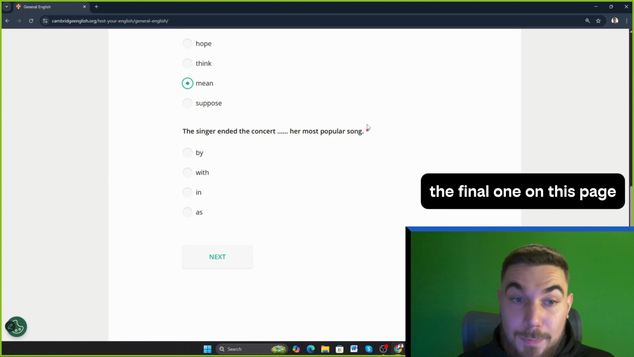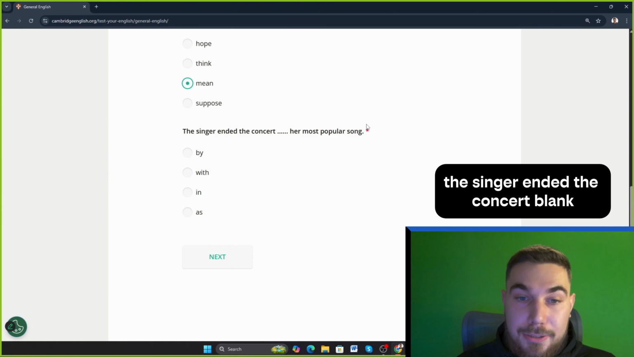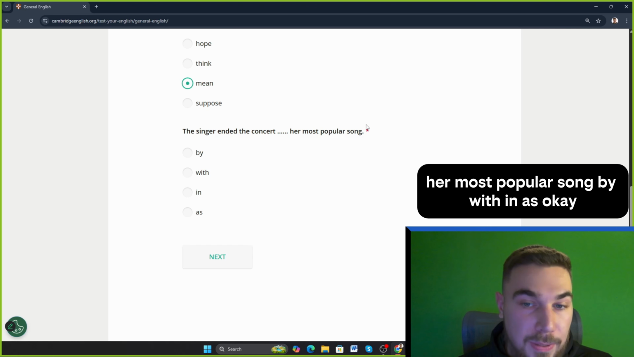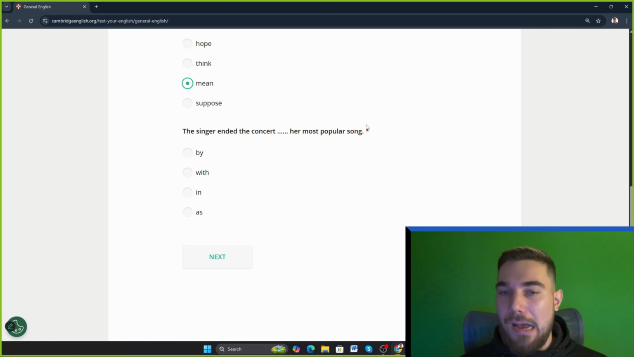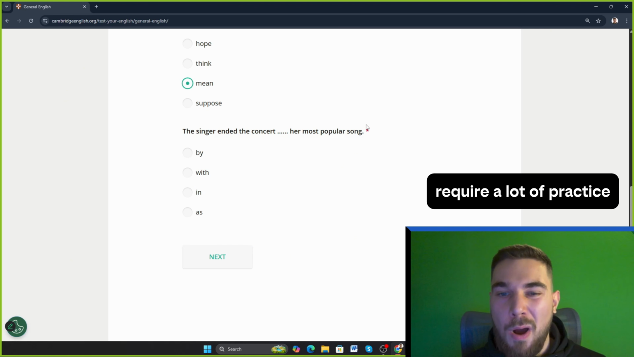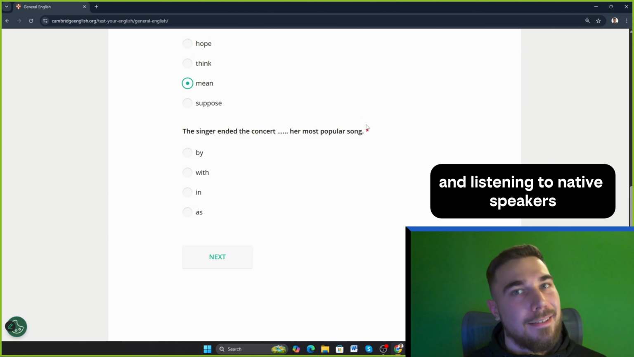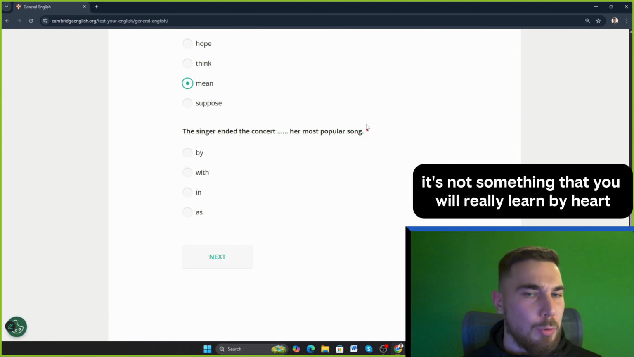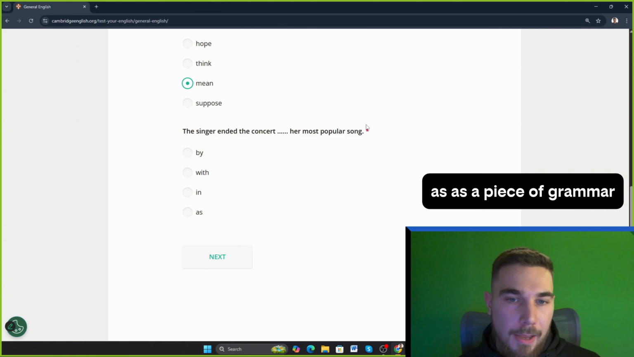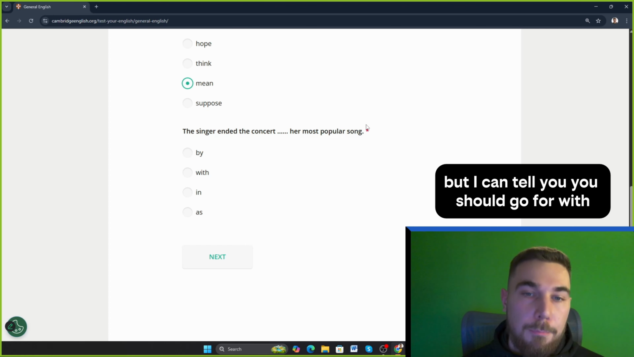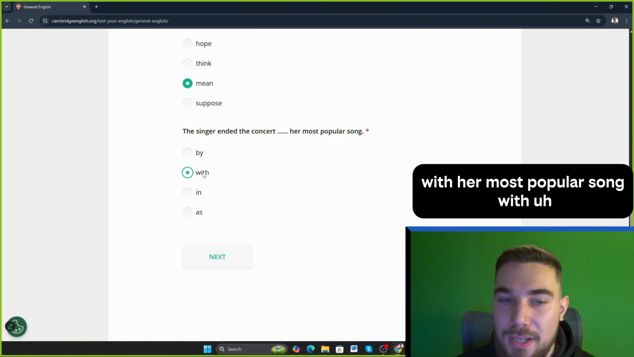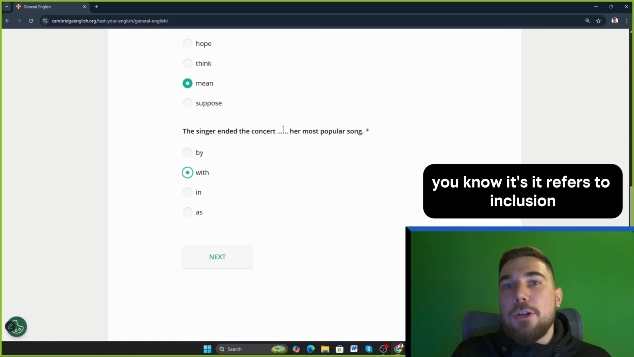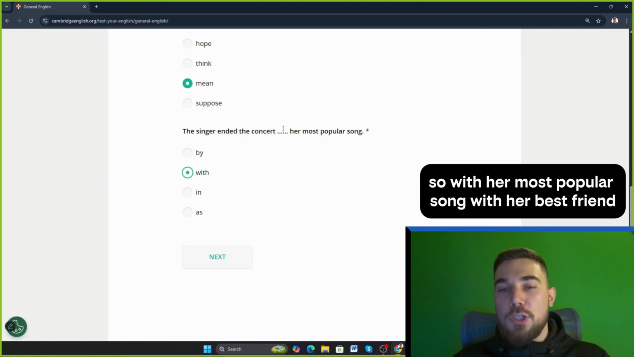The final one on this page, the singer ended the concert, blank, her most popular song, by, with, in, as. Okay, this is hard. And it's one of those questions that require a lot of practice and listening to native speakers. It's not something that you will really learn by heart as a piece of grammar, but I can tell you should go for with her most popular song. With, it refers to inclusion. So, with her most popular song.